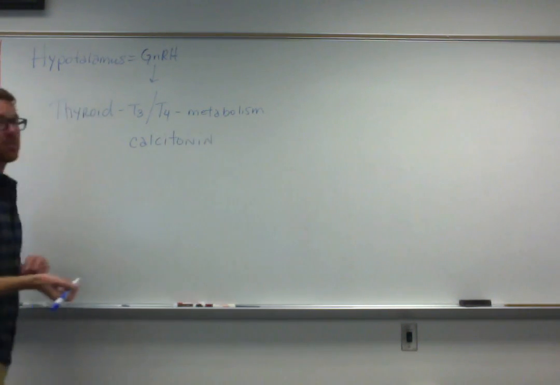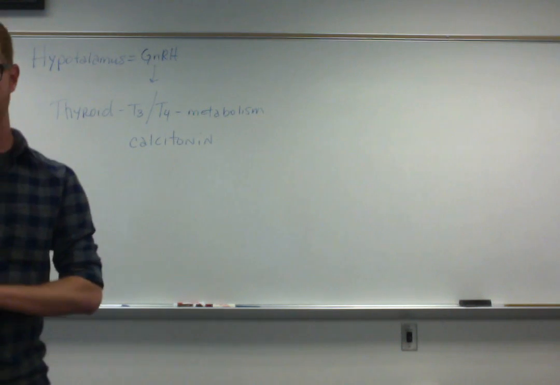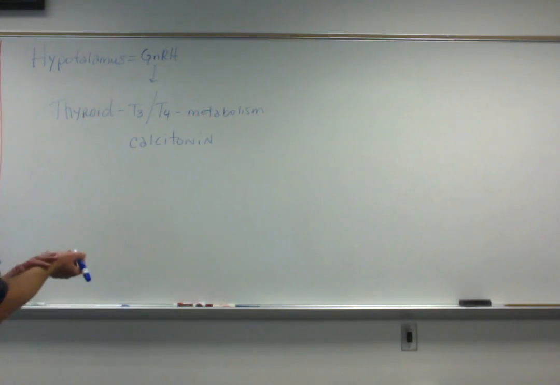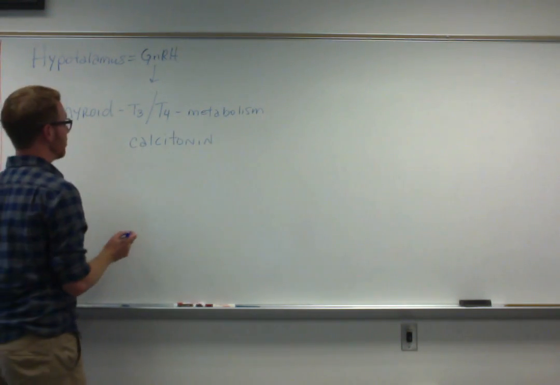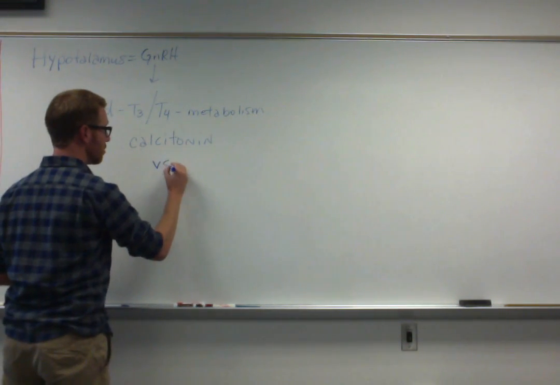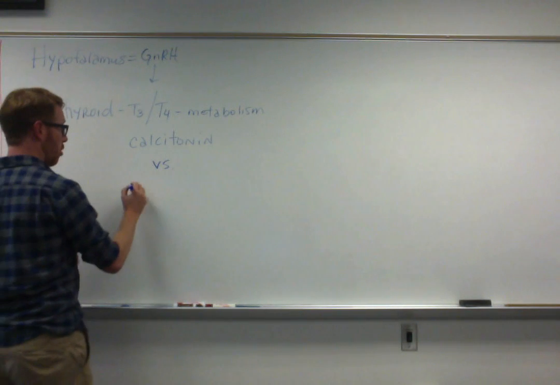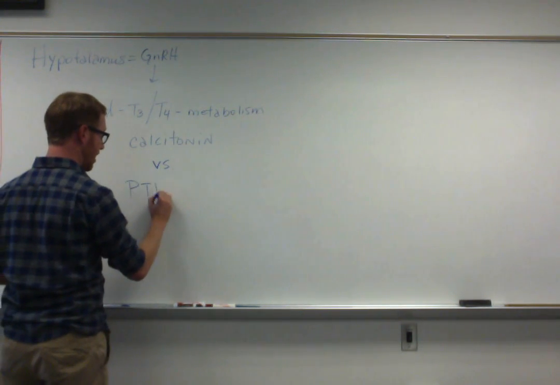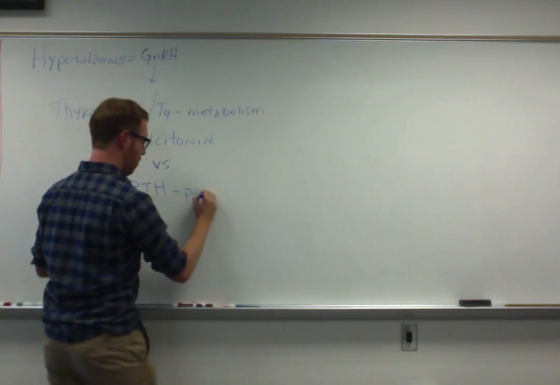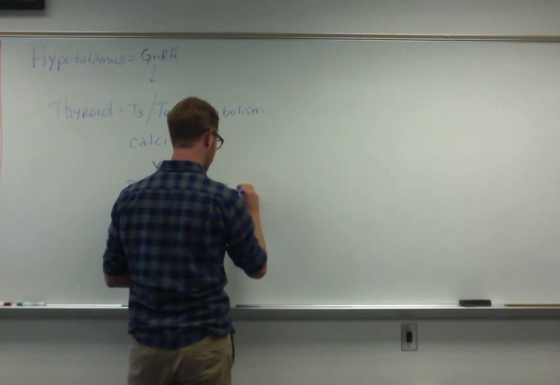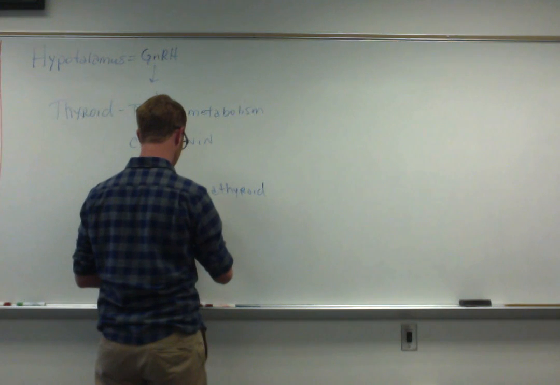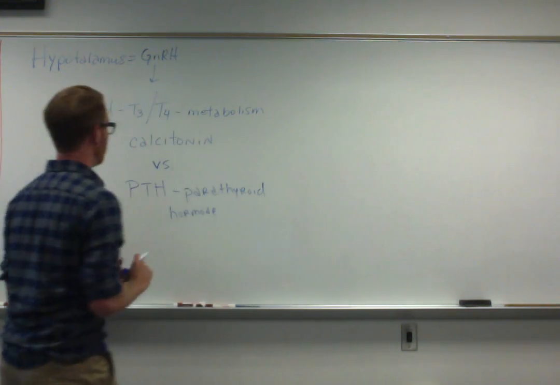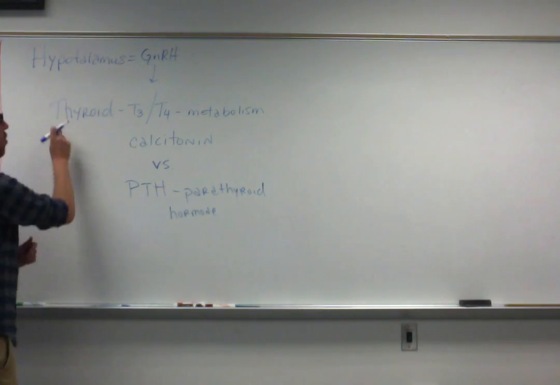So what do you think calcitonin is for? Yeah, it's calcium levels in the blood, versus another hormone called PTH, parathyroid hormone, which is created in the parathyroid gland.